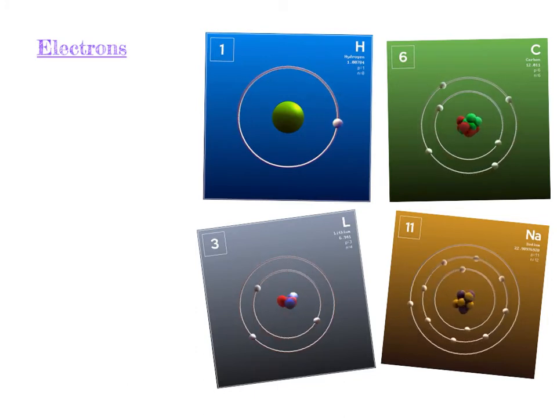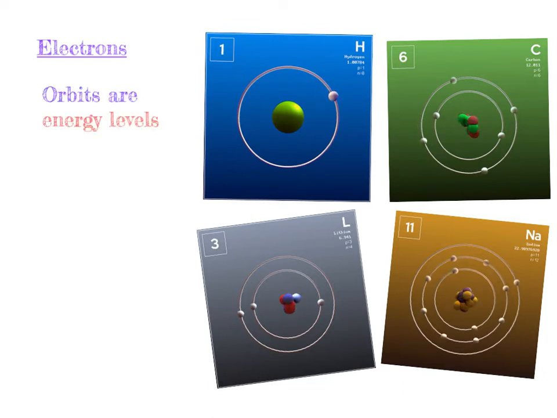And if you also look, you see that it looks like they have different orbits going around the nuclei. For example, hydrogen, which is up here, only has 1 little orbit. Carbon has 2 orbits. Lithium has 2 orbits. And sodium has 3 orbits.